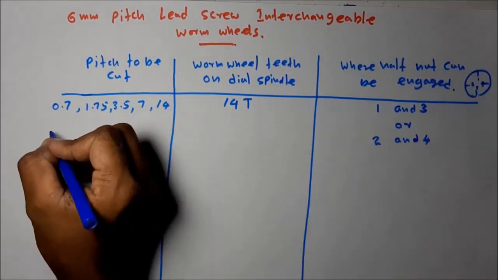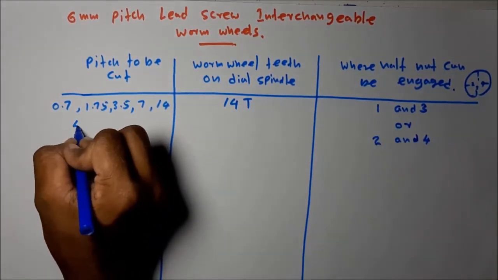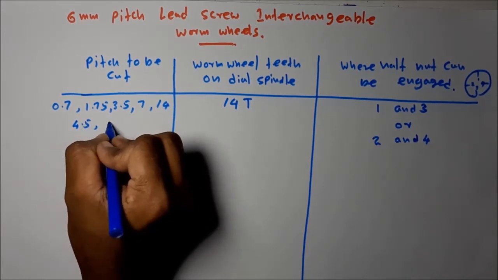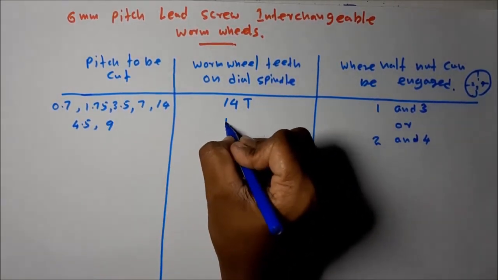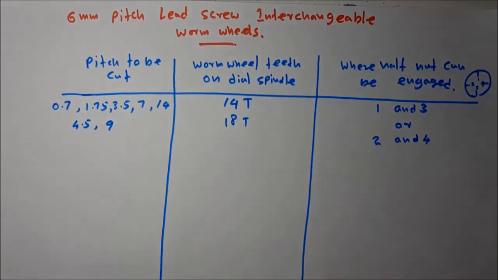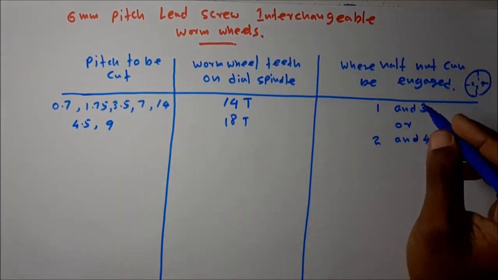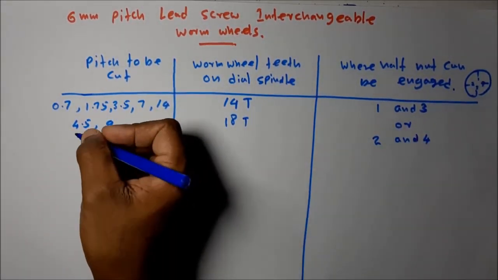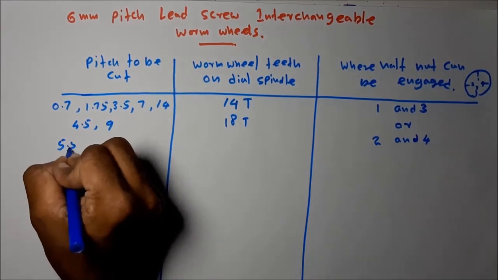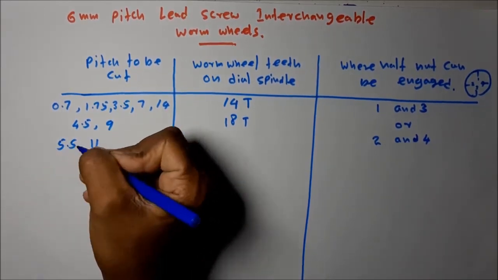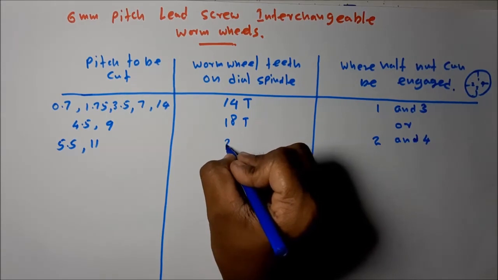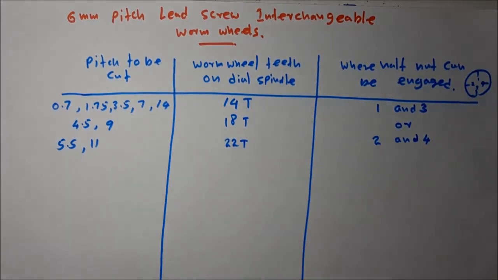Okay, then if you are cutting the 4.5 millimeter pitch, 9 millimeter pitch, again we can use the 18 teeth worm wheel, same. If we are cutting 5.5 or 11 like pitch values, we have to use the 22 teeth worm wheel. Okay.